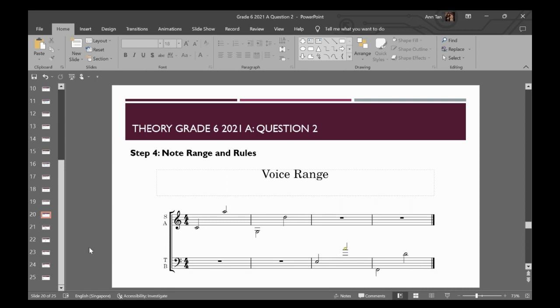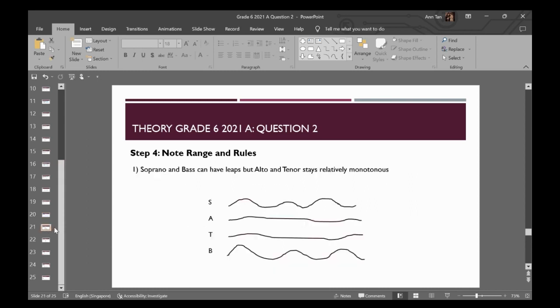Let's take a look at some of the rules for question 2. Soprano and bass can have leaps, but for the alto and tenor voice, it stays relatively monotonous. So it will look somewhat like this in terms of the melodic shape.